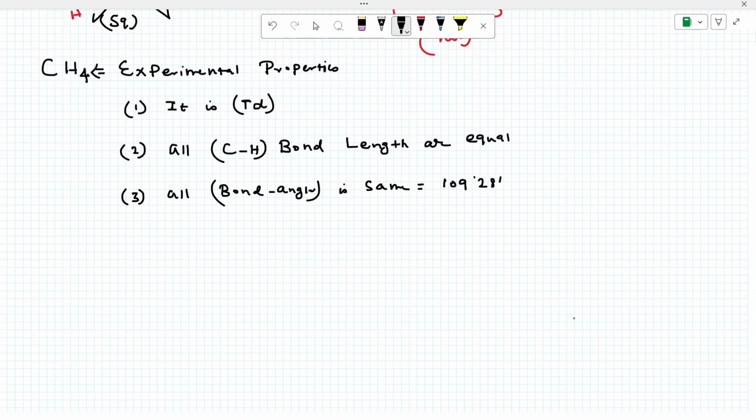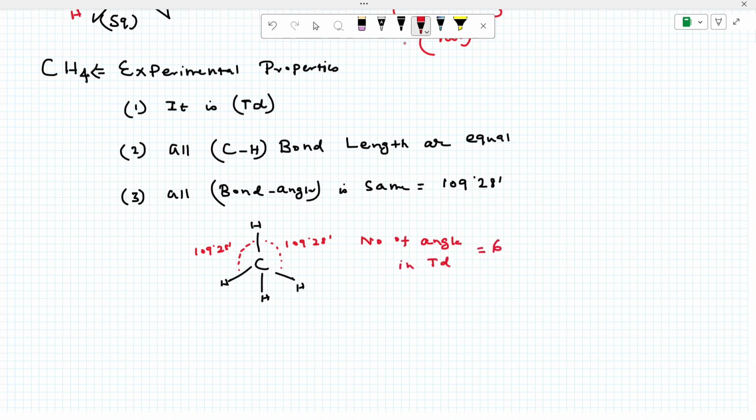Tetrahedral, look, carbon with 4 hydrogens: H H H H. This angle, this angle, this angle is 109 degrees 28 minutes. The number of angles in tetrahedral is 6. I will send this to WhatsApp, guys, I will send three-dimensional views. You see the WhatsApp. What is the number of angles in tetrahedral? There are 6 angles.